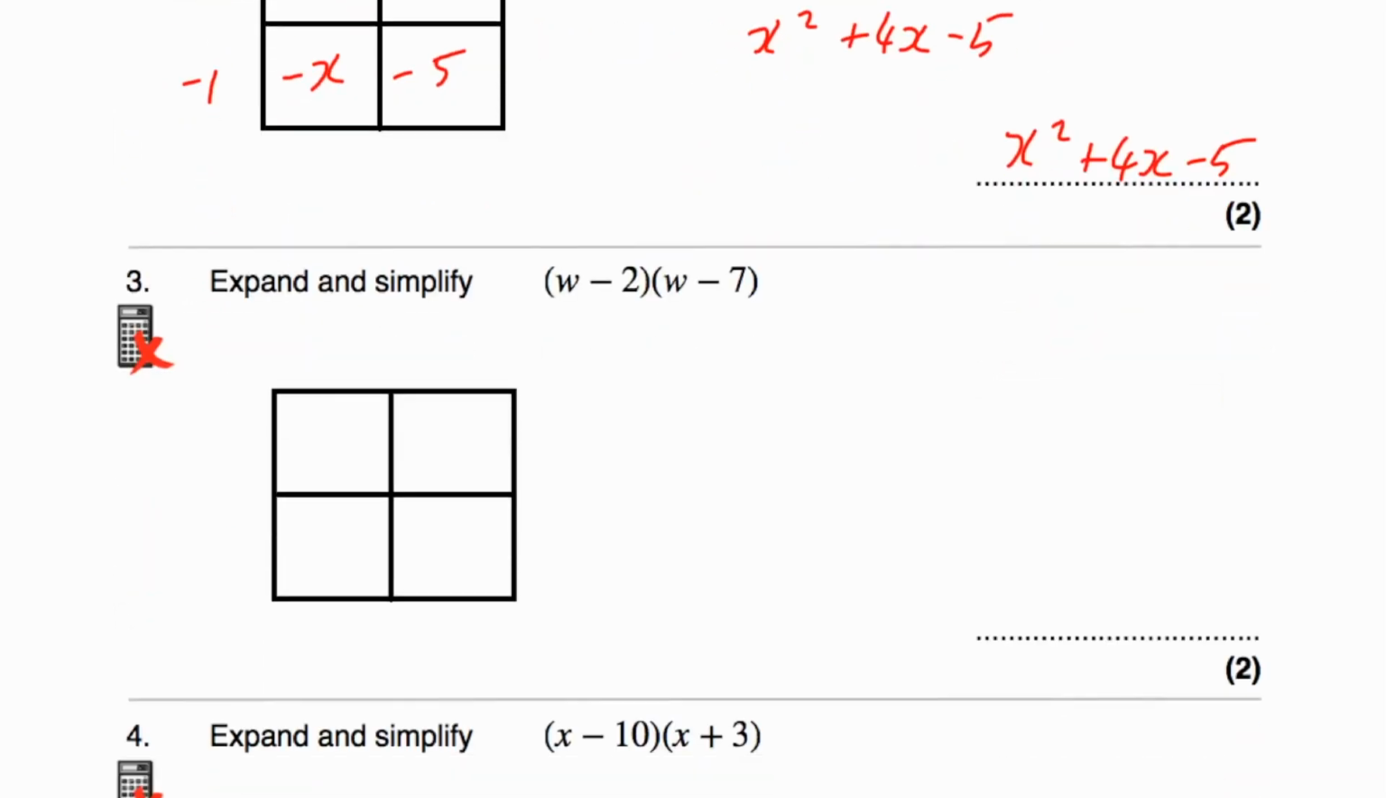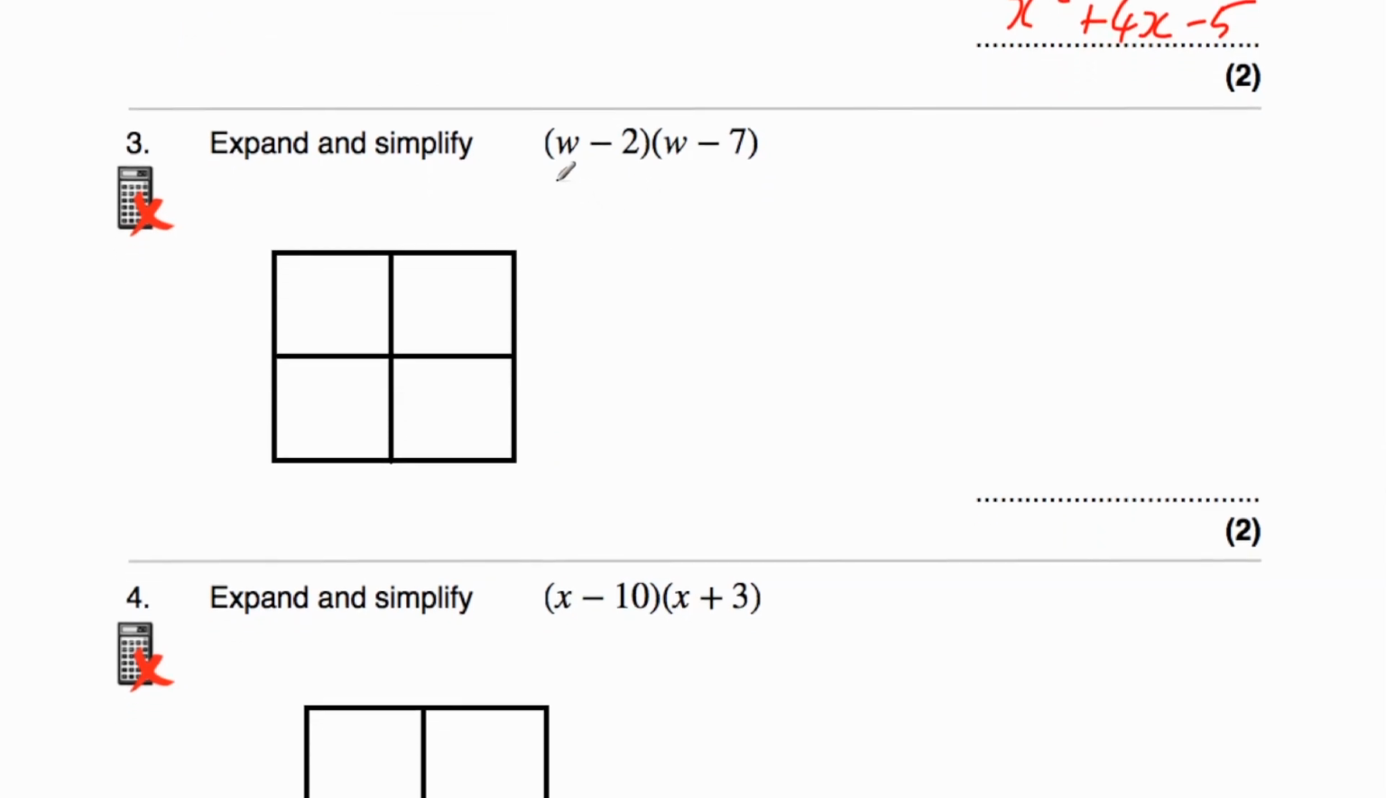Okay, our next question. We've been asked to expand and simplify w minus 2, w minus 7. So we've got w, negative 2, or minus 2, w minus 7, or negative 7. So we put our w there, our negative 2 there, our w there, and our negative 7 there. And now we just need to multiply it. So w times w is w squared. W times negative 2 would be negative 2w. W times negative 7 would be negative 7w. And then negative 2 times negative 7, well, negative times a negative is a positive, and 7 times 2 is 14, so plus 14.